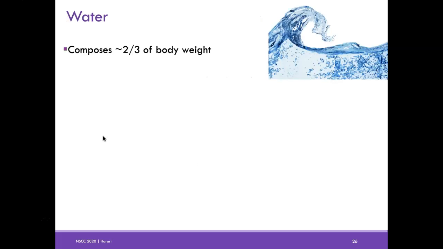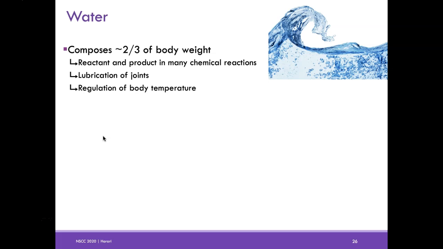So let's talk about water before we talk about all of those organic compounds, because water composes about 2/3 of our body weight, and it's a reactant and a product in many chemical reactions. Water is also really important as a lubricant in our joints. So our bones don't rub against each other because of this synovial fluid that's mostly made of water.